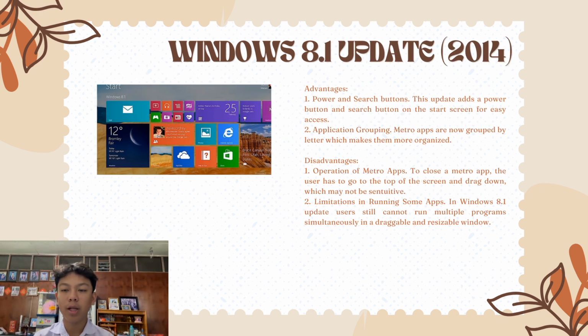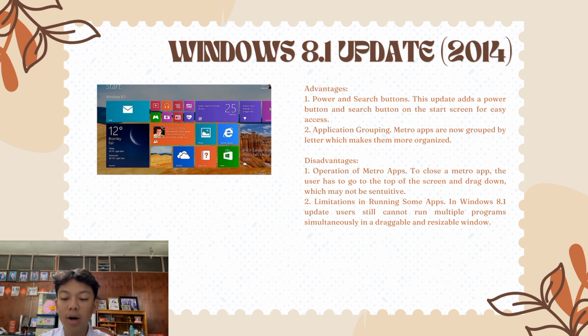Windows 8.1, 2013. Advantages: 1. Start button. Windows 8.1 introduced a start button that provides easy access to the start screen. 2. Screen division. Users can split the screen into 2 parts and snap apps to the side, as well as have up to 3 apps open at once if the screen has a high enough resolution. Disadvantage: 1. Limitation of customization. Some users may still feel that customization options are not as many in the current version.